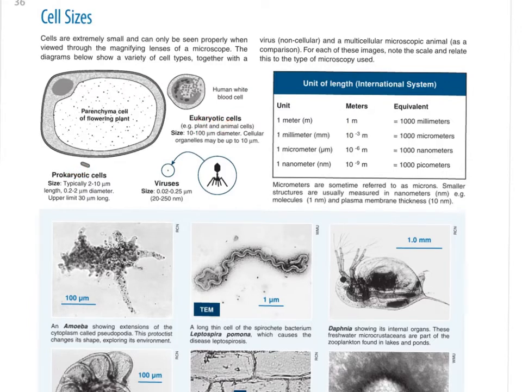Eukaryotic cells are cells that have nuclei. They're bigger. They tend to be bigger, more complicated. And you can have plants, and you can have animal cells. So obviously it's a human white blood cell. You can see the size differences.